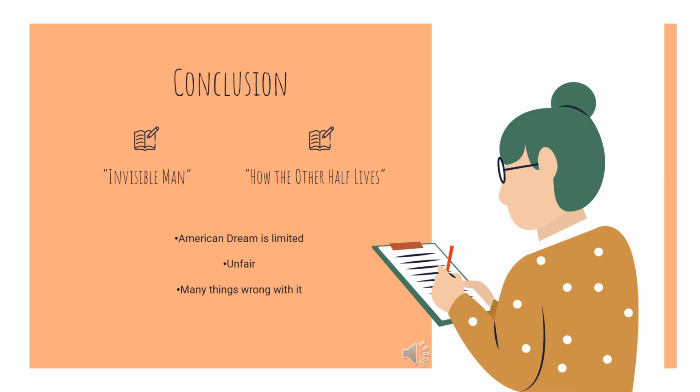In conclusion, both pieces of literature, Invisible Man and How the Other Half Lives, show all the things wrong with the American dream. They wanted people to know how limited and unfair it was to those from different countries and to those who had a different skin color.